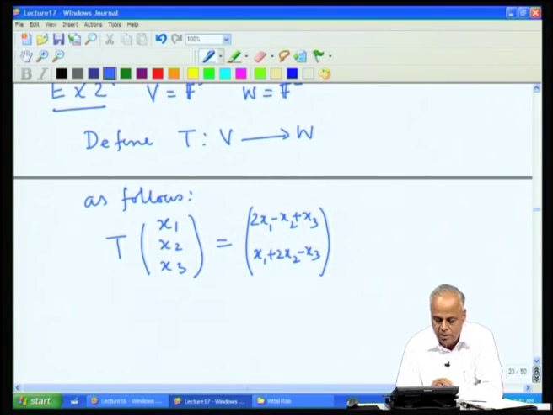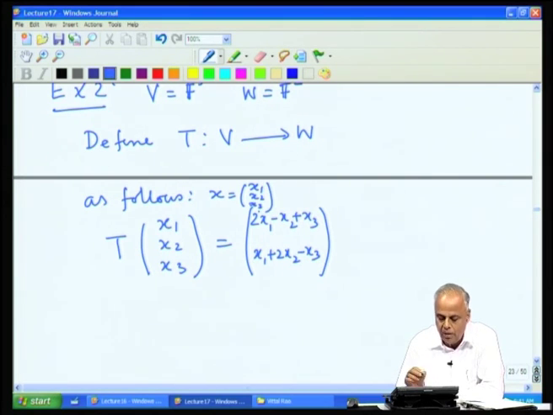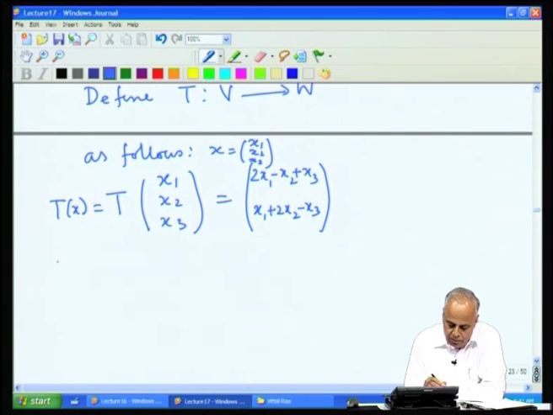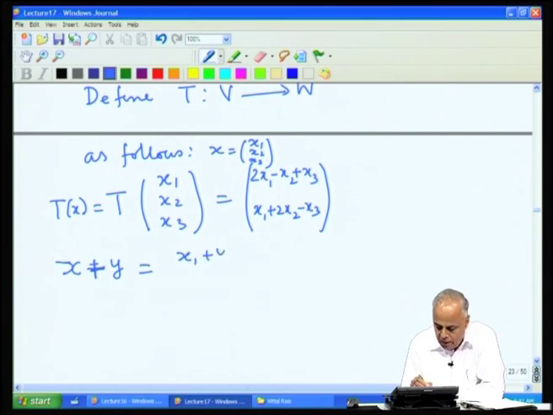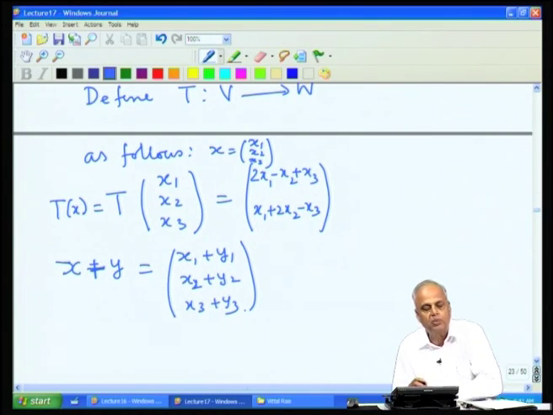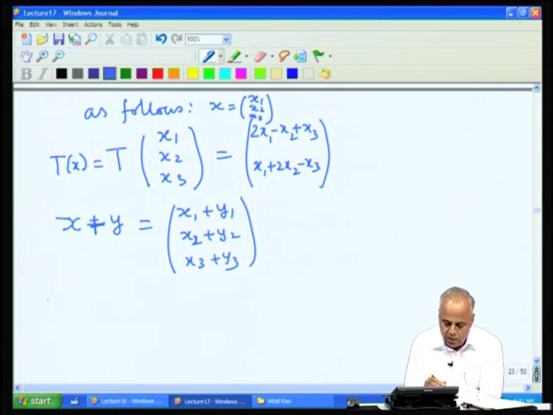So, this is the transformation. If the vector x is x1, x2, x3, it is now converted, this is Tx, into a 2 component vector. Now, what is x plus y? X plus y is the vector (x1 + y1, x2 + y2, x3 + y3). We take x to be x1, x2, x3, y to be y1, y2, y3. Now, how does T transform x plus y?